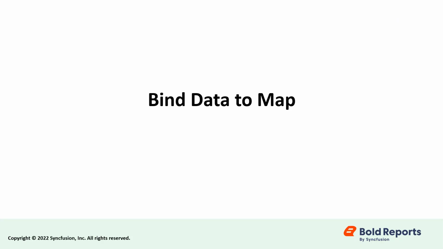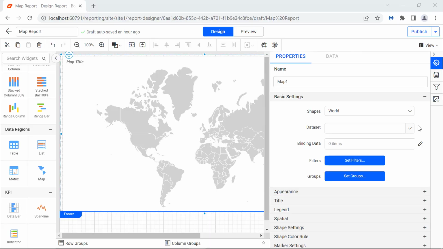Next, let's bind the data to the map. To display analytical data on the map surface, first we need to link the analytical and shape data. The shape data is the map itself, whereas the analytical data is the data set we created. The analytical data provides meaning to the shape data. You can select the map you want to display in the Shapes property. For this demo, I choose the world map. The dataset property is used to select the dataset name, from which we are going to bind the data to the map. I choose Population Dataset.